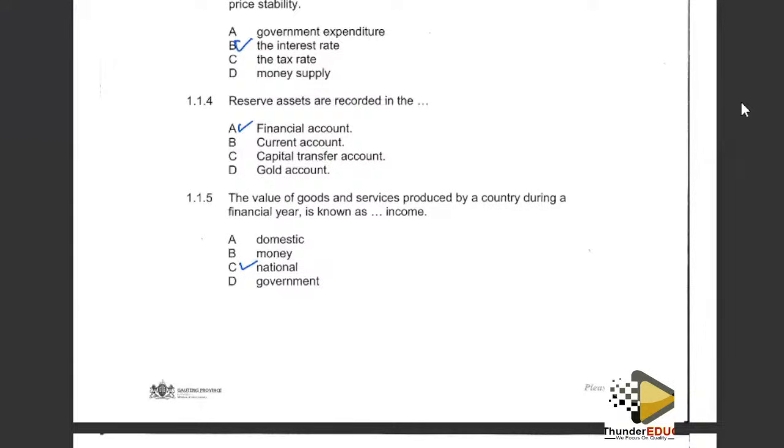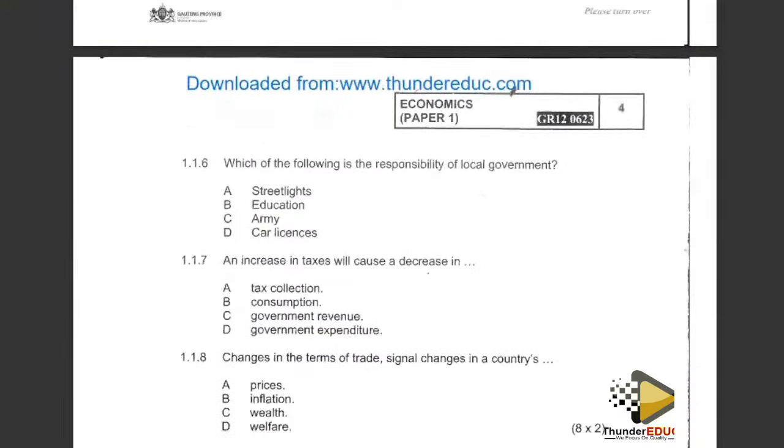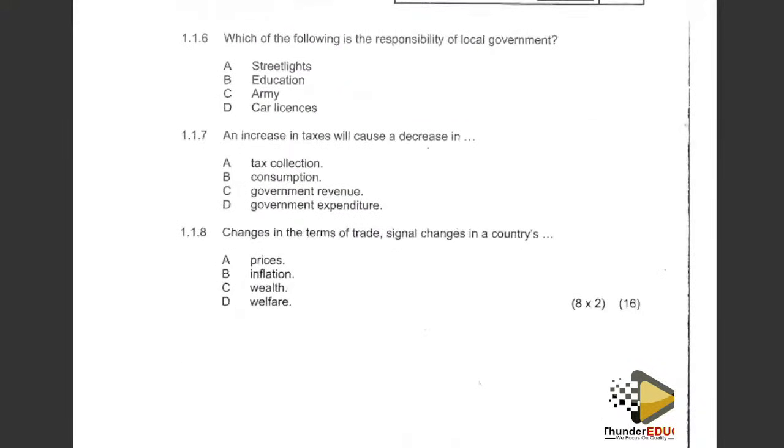Okay, right. So now let's move on to the next question, 1.1.6. 1.1.6 reads as follows: Which of the following is the responsibility of the local government? So now, local government, what do we mean by local government? And why do we actually have local government? It means if you have local government, we still have other types of government. And what do we mean by the word government?